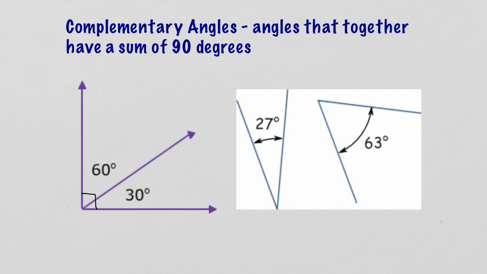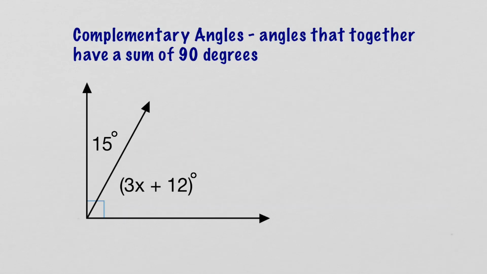Let's put this with a little bit of that algebra spin on it like we did a minute ago. And we have here a set of complementary angles. One of them is 15 degrees right here. The other one is 3x plus 12 degrees. We are going to do just like we did with vertical angles. We're going to make an equation and then solve that equation to get the value of x. But we need to be a little bit careful here.